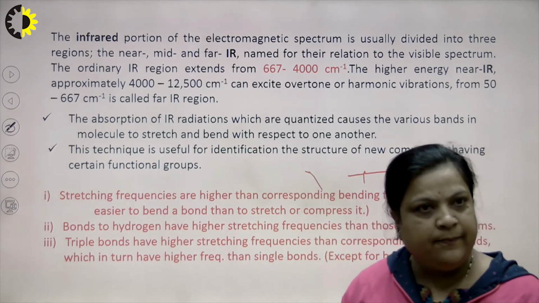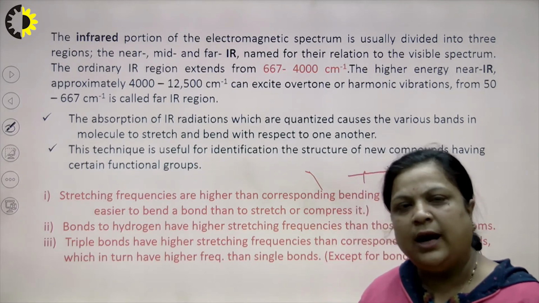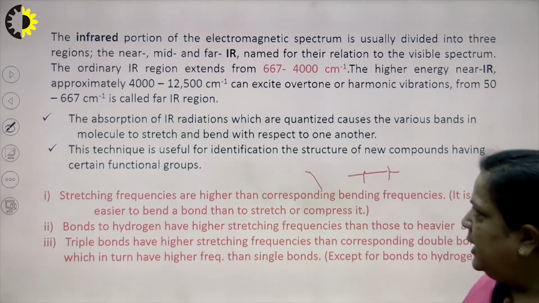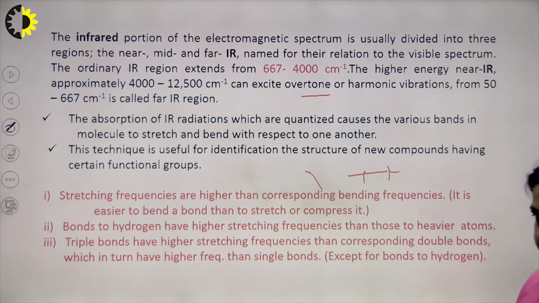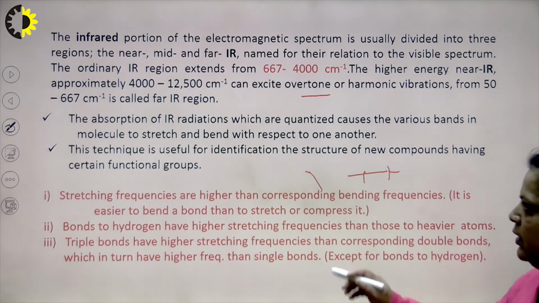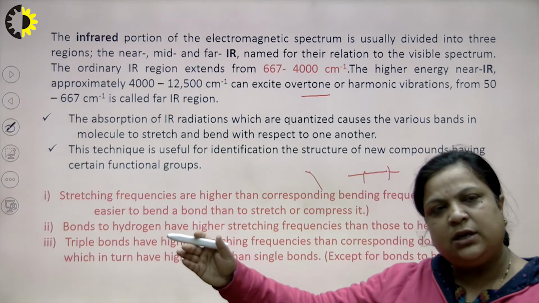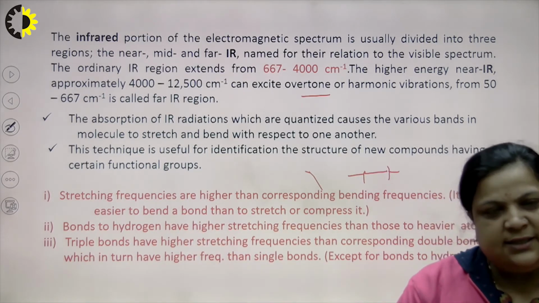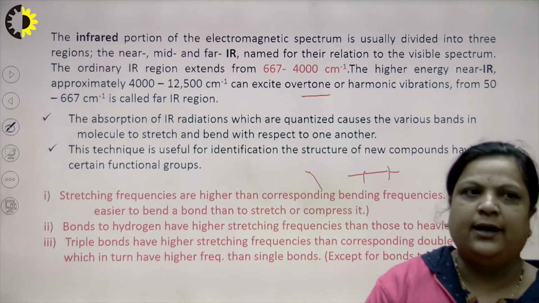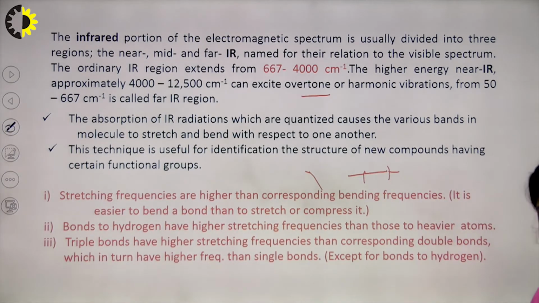The near IR region can excite overtone or harmonic vibrations, and what an overtone is I will discuss after I discuss the types of stretching and bending. So, the range is 667 to 4000, above 4000 up to 12,500 is near IR, and 667 to 50 is far IR. The absorption of IR radiation is quantized.